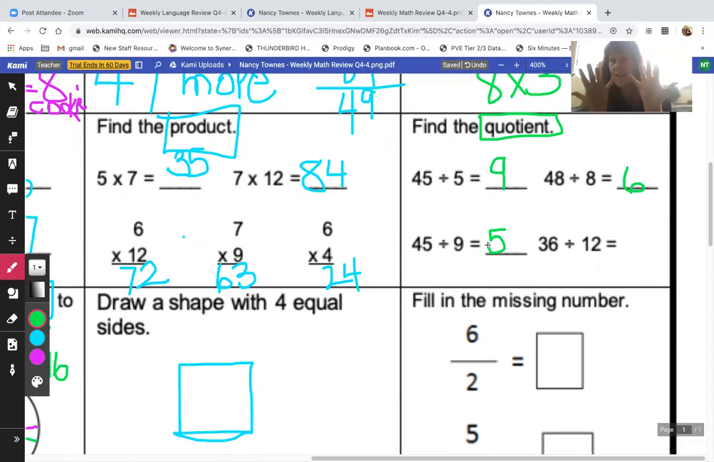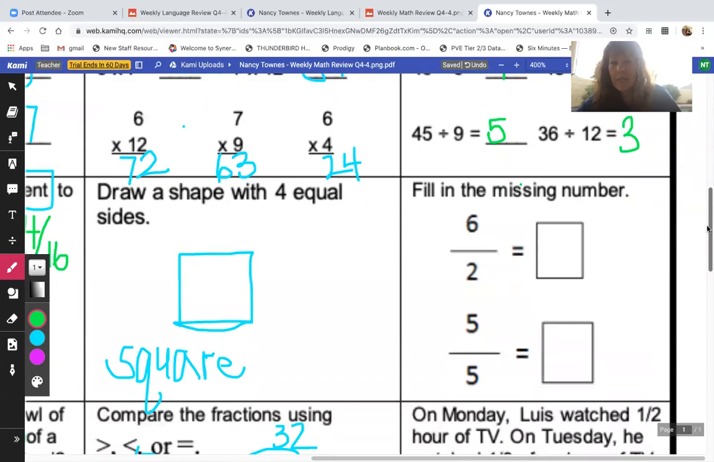And remember that finger trick we did, right? We can do 1, 2, 3, 4, 5, 6, 7, 8. I am backwards to you, so it's not going to work for me. Anyway, 5 groups of 9 or 9 groups of 5 is 45. I tried to show you on the video, but not working. And then 36 divided into 12 equal groups would be 3, or 3 times 12 equals 36.